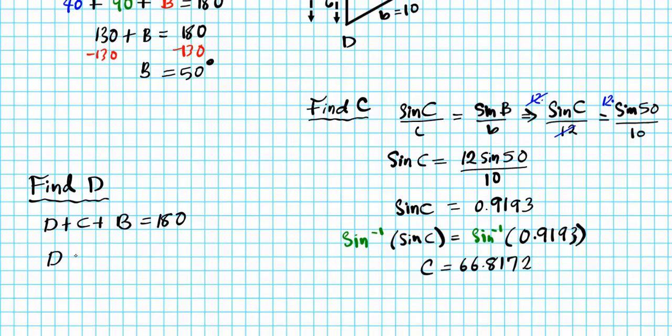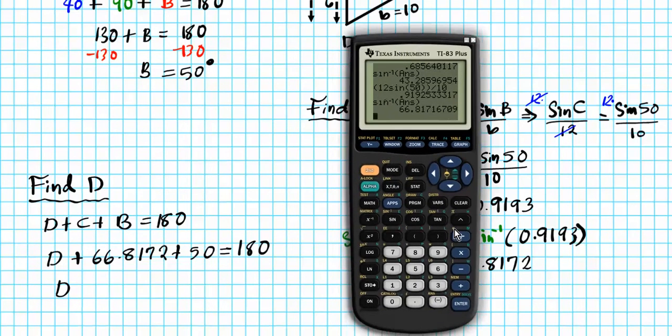So big D plus 66.8172 plus big B, which is 50, is equal to 180. Okay, so big D basically is 180 minus the sum of these two. Let me add them up first, and then I can subtract their sum from 180. So we have this answer plus 50. Enter. So 116.8172, and I can subtract it from 180, right?